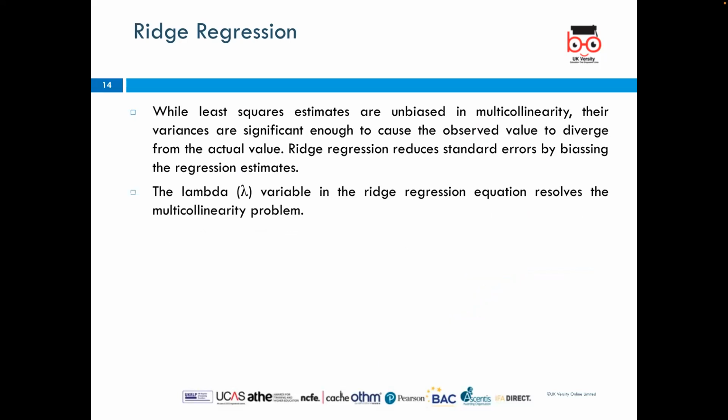The explanation: least squares estimates are unbiased, but in multicollinearity their variances are significant enough to cause the observed values to diverge from the actual value. Ridge regression reduces standard errors by biasing the regression estimates. The lambda, this is the symbol of lambda, variable in the ridge regression equation resolves the multicollinearity problem.